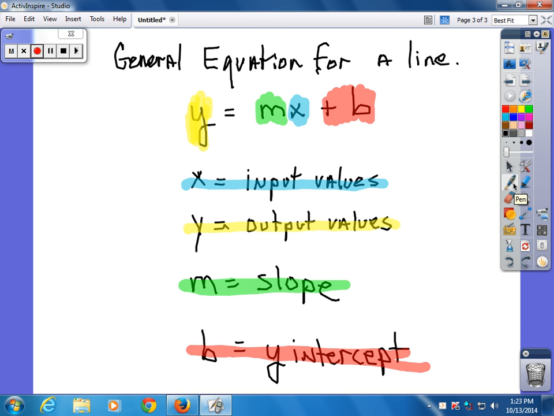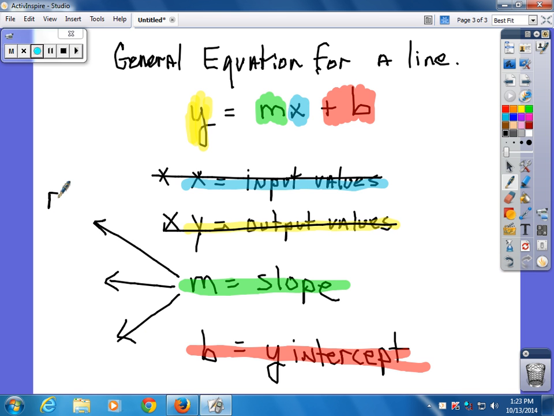Now, X and Y, that's not a big deal because that's your input and output. All right? So we're not going to worry about these two. You don't have to, but we're not going to worry about those because those take care of themselves. The slope is what we want to focus on because there's three ways to find the slope.